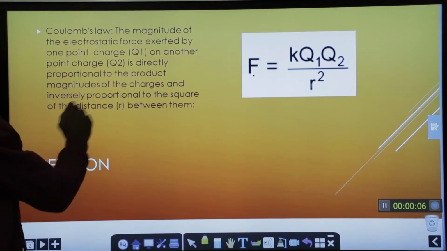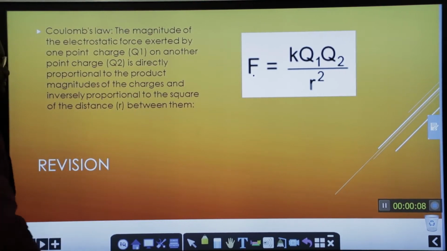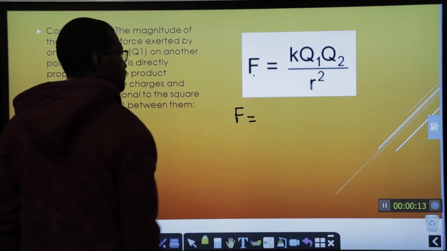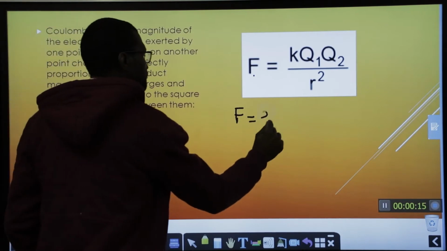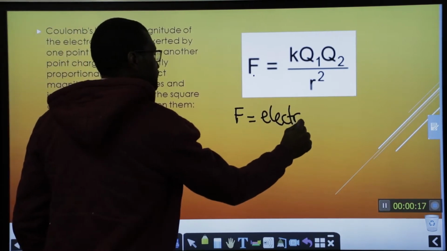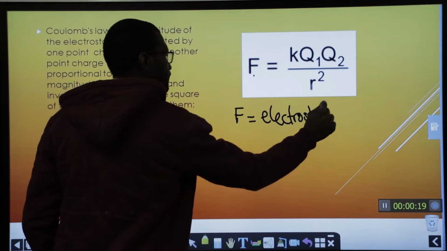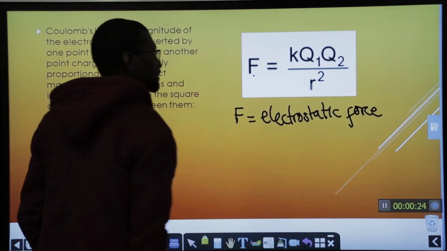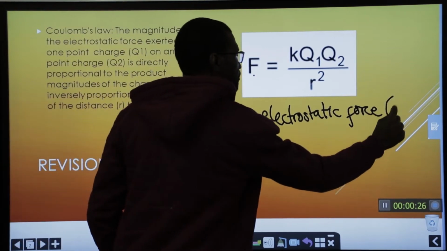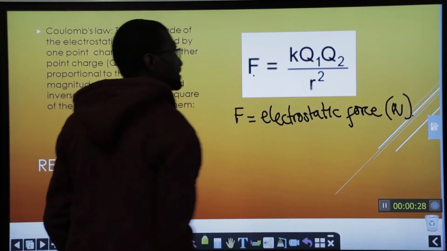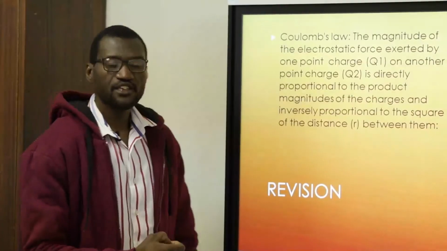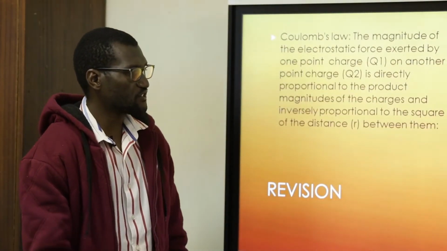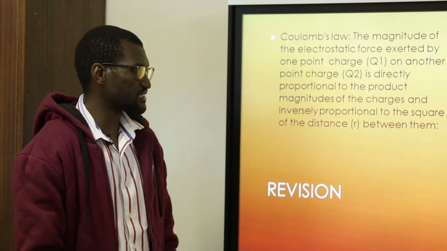The F represents the electrostatic force, all right? And this electrostatic force is in newtons. Now you understand that force is a vector quantity, so at the end of the question, we must give direction to the answer.